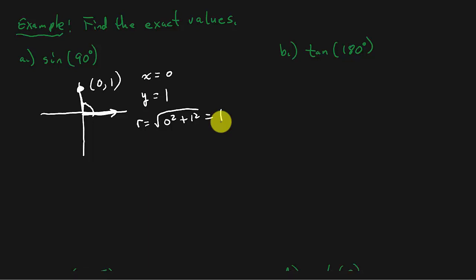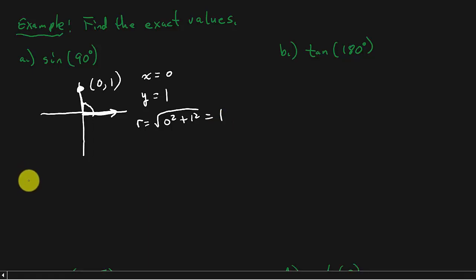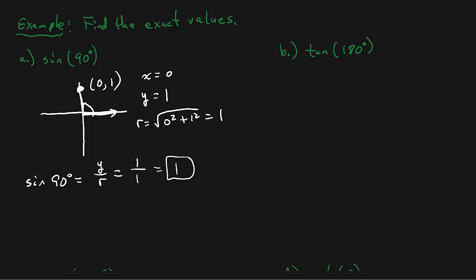We know x, y, and r. So I've got sine of 90 degrees is equal to what? Y over r, which is what? Y is 1, r is 1, and so there's your answer, 1.